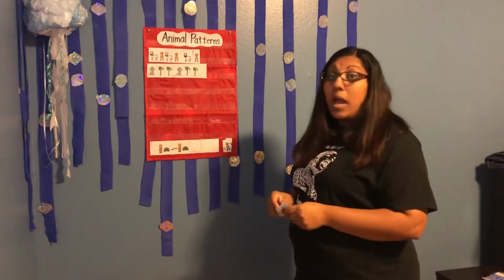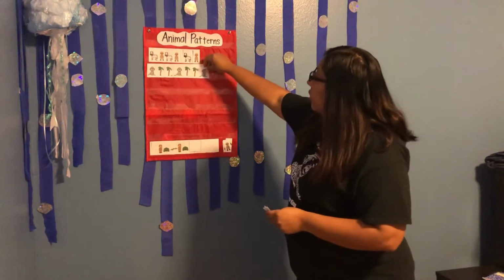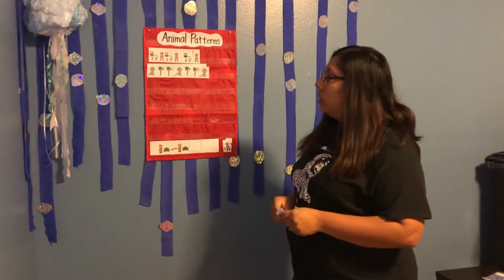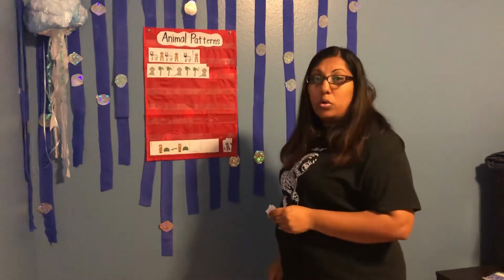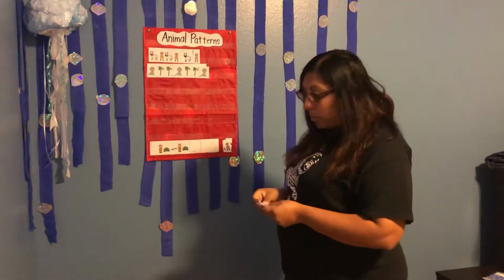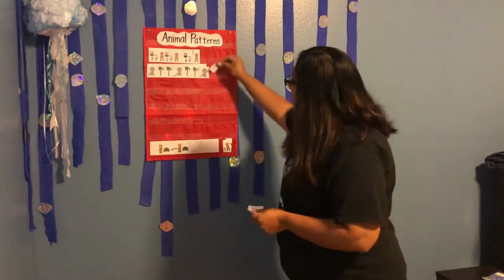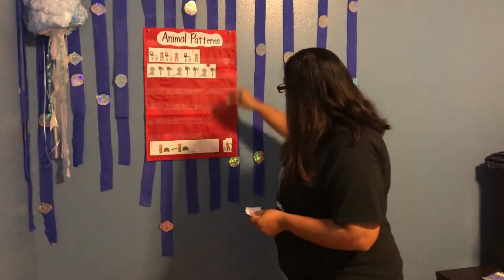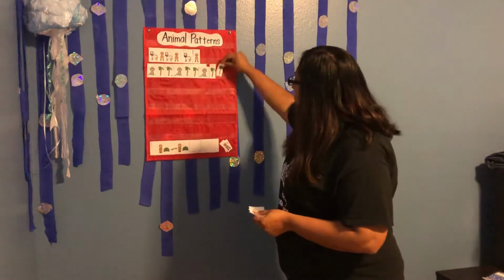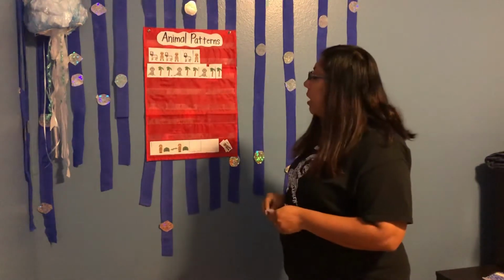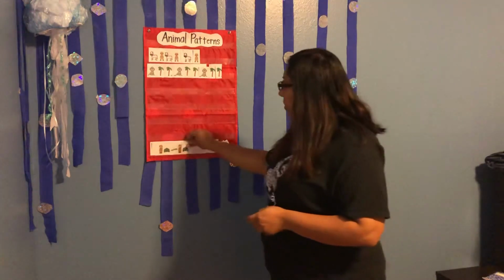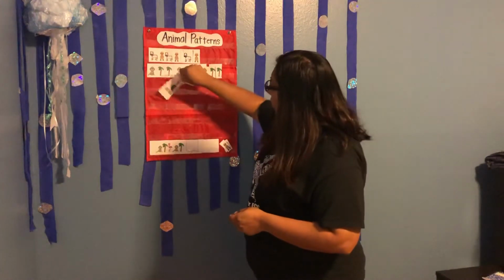What do you think comes next? I think it's a seal. That's right, a seal. And how many palm trees do we have, boys and girls? We have 2. So we need to put how many palm trees? 2. Okay? 1 and 2 palm trees. Good job. Now let's move on to the next pattern, boys and girls.